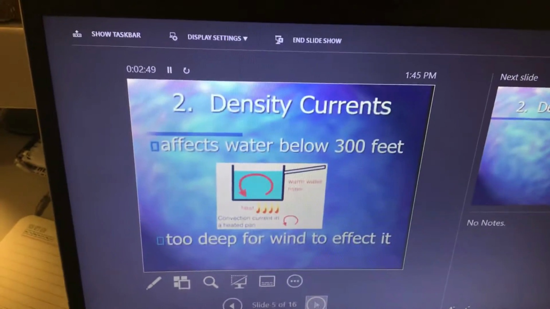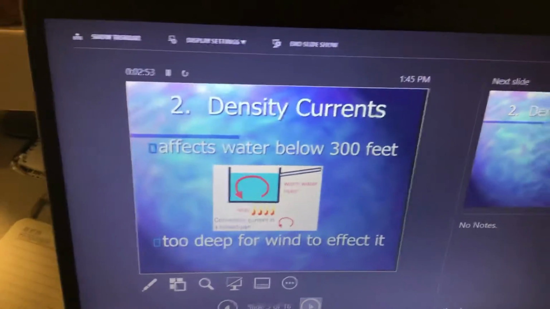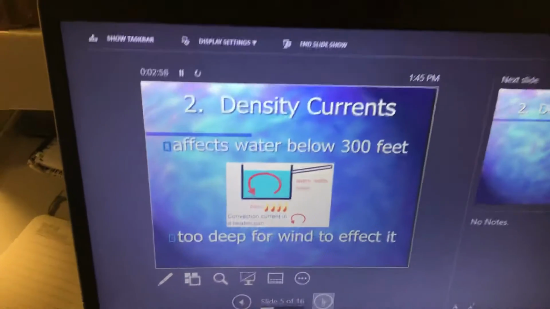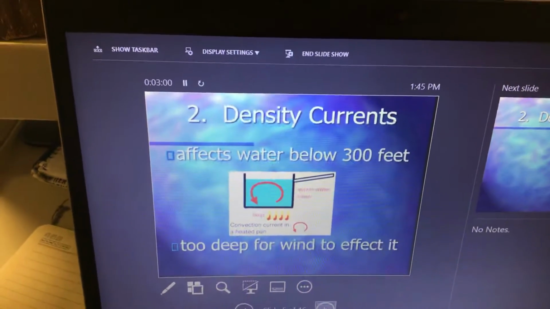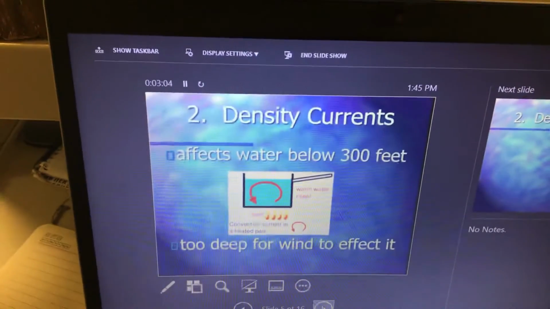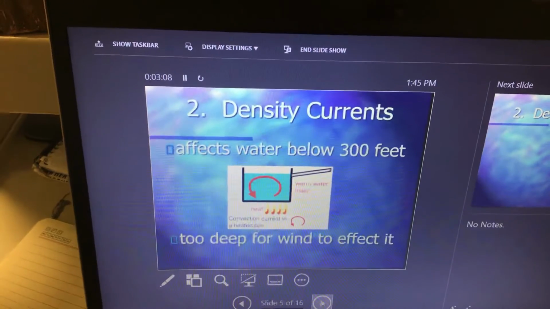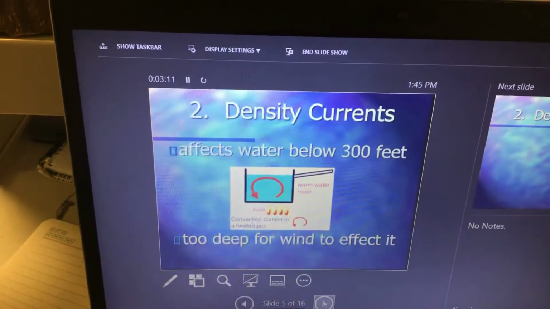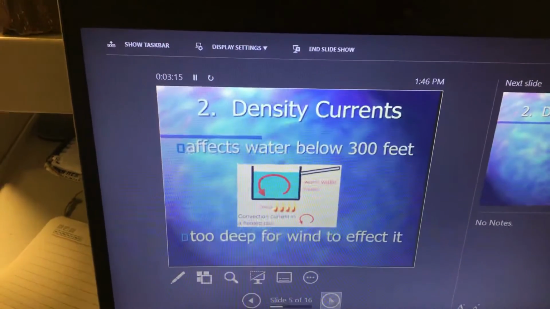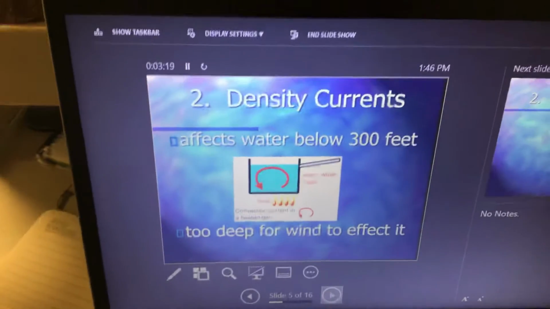The second kind of current is called a density current. Second type of current is density current. This is going to affect everything lower than 300 feet. So not just the surface, but deep below. The wind has nothing to do with this. A lot of these density currents are caused by differences of density.